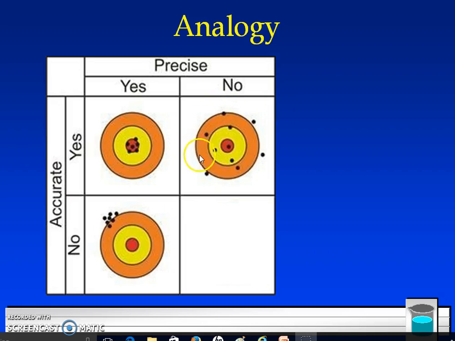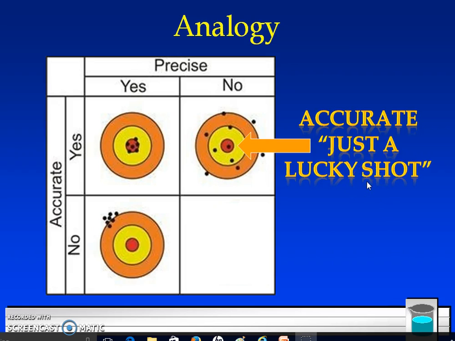This one now does not have any precision because the darts are all over the place. Now it's saying yes to accurate because of that just one shot, that one lucky shot that hit the middle. They can claim that yes, we're accurate. We hit it one time, because remember, accurate does not need multiple parts, but it does still need to get where we want to go. And of course, this one would not be accurate nor precise.